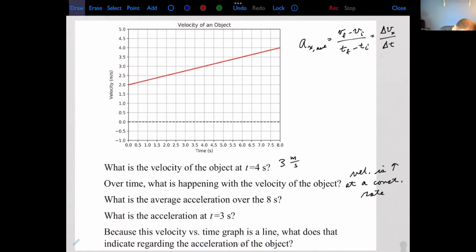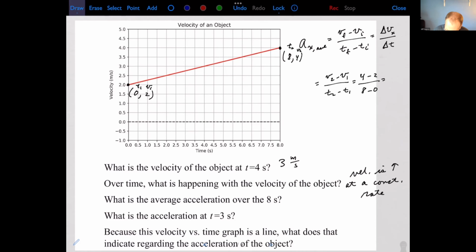So if I pick a point here, this is going to be (0, 2), right? Those coordinates. If I pick the point here, because I want to do over the entire 8 seconds, this is (8, 4). I'm just going to call this T1, V1, and I'm going to call this point T2, V2. Instead of using initial and final, I'm just using 1 and 2. So what I want to calculate here is V2 minus V1 over T2 minus T1. So this is going to be 4 minus 2 over 8 minus 0.